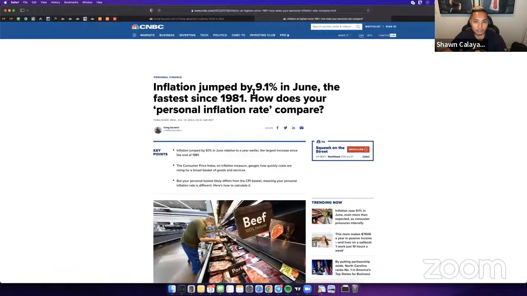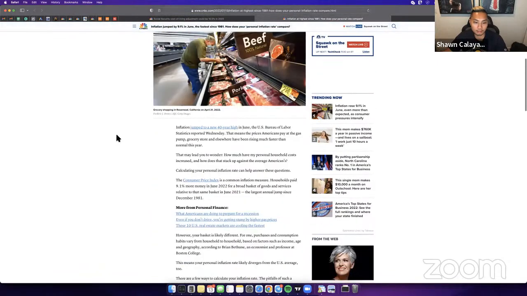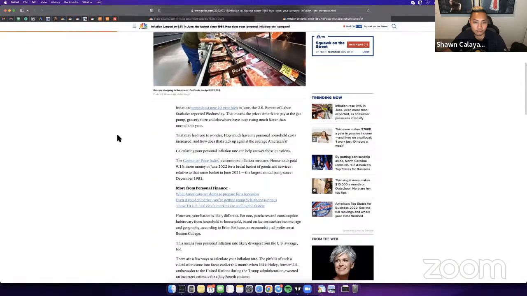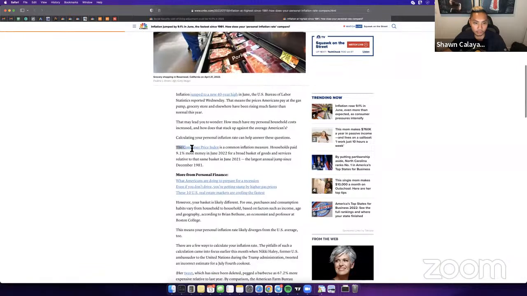Inflation jumped by 9.1% in June, the fastest since 1981. How does your personal inflation rate compare? Pretty high. Yeah, so the CPI news this morning showed that the consumer price index is a common inflation measure. Households paid 9.1% more in June 2022 for a broad basket of goods and services relative to the same basket in 2021. So that's pretty huge. A 9.1% increase. It's crazy. And it's not getting any better.